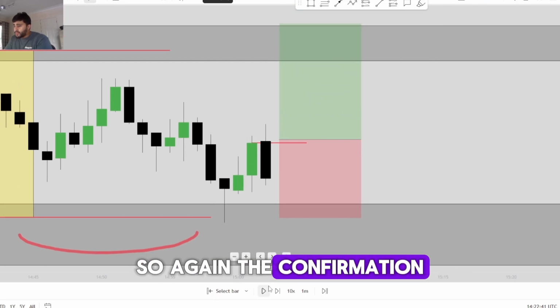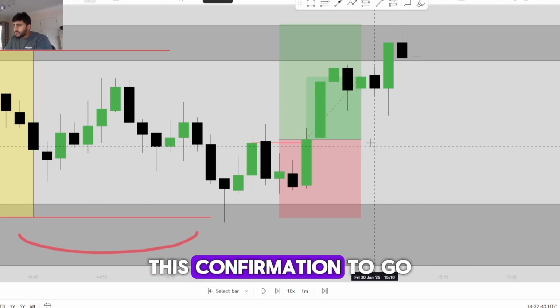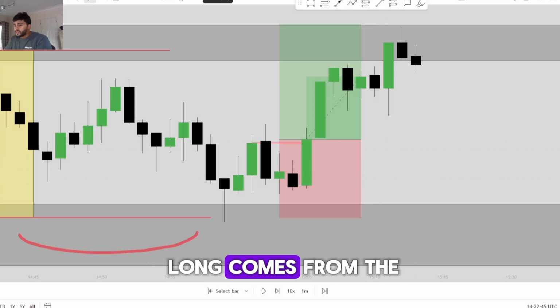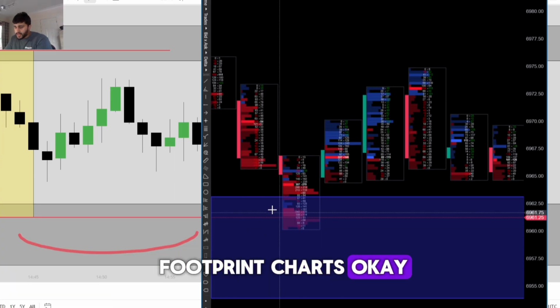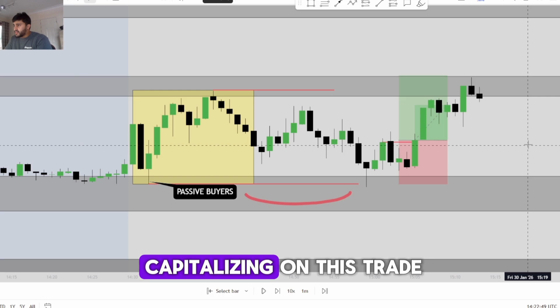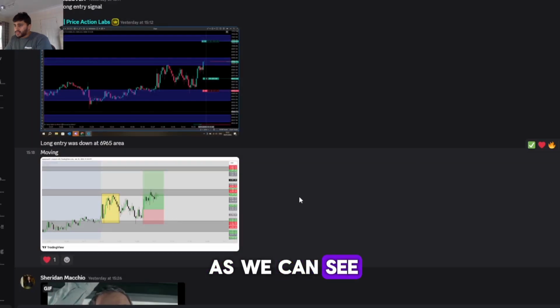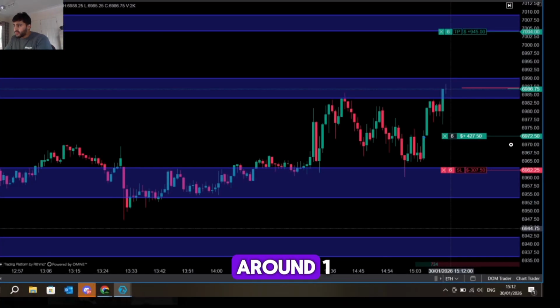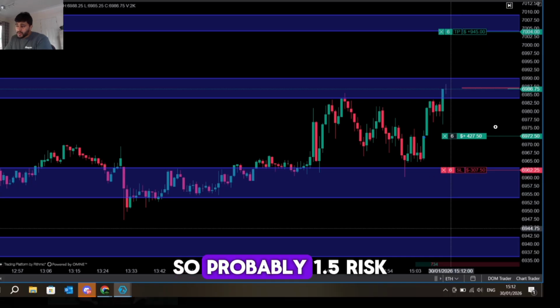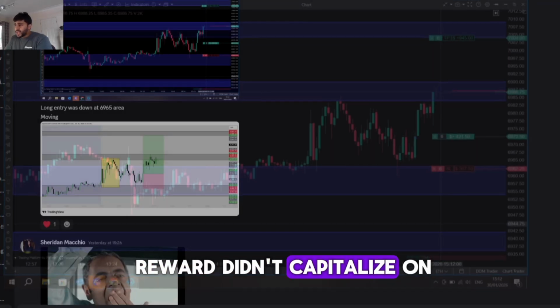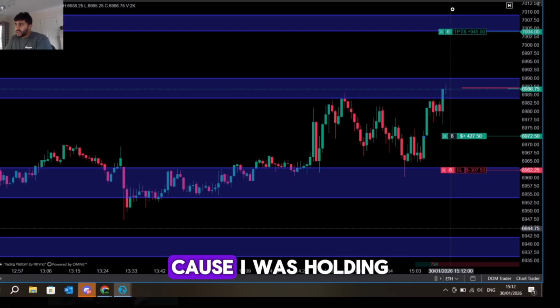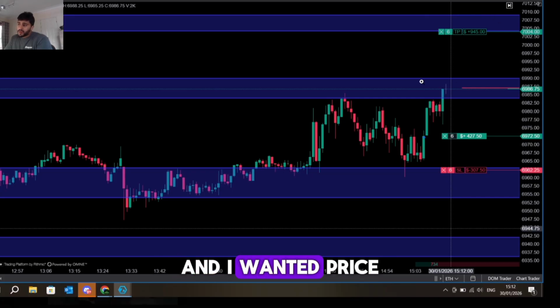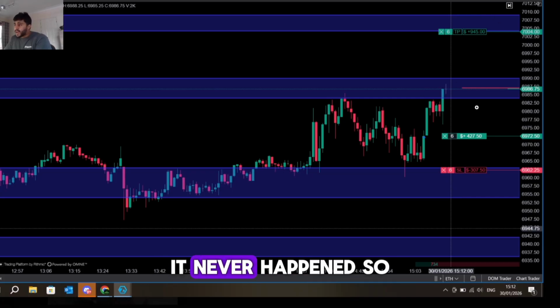Again, the confirmation to go long comes from the footprint charts. Now, in terms of capitalizing on this trade, as we can see, I was up, at this point I trailed my stop, so probably 1.5 risk to reward. Didn't capitalize on this trade. The reason why is because I was holding up to this key level and I wanted price to break above this key level. It never happened.